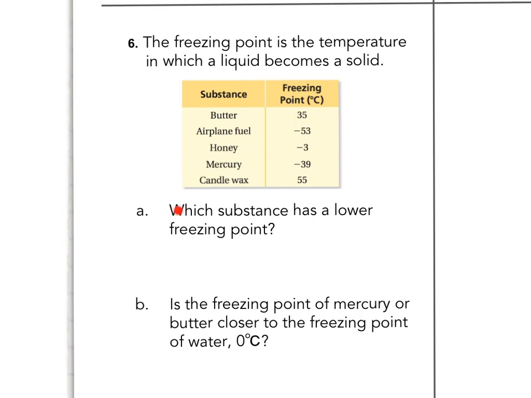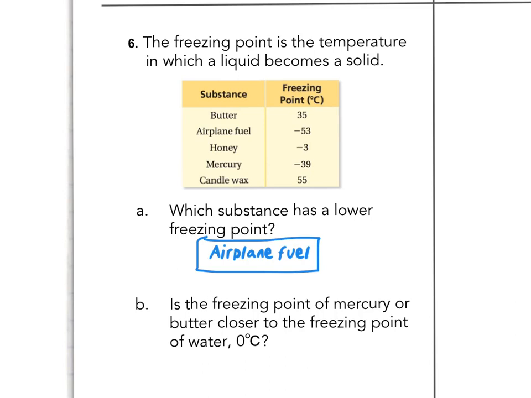So for part A, it says which substance has a lower freezing point. So the word lower means they want to know which one of these is the lowest, the least. So looking at these, we know that the negative numbers are the lowest, right? So the lowest of these negative numbers is going to be airplane fuel because that's the farthest to the left on the number line. Go ahead and write that in on your paper and then box your answer.